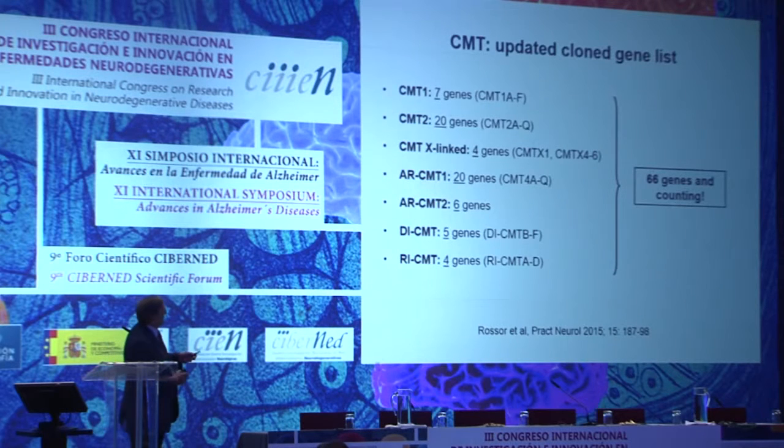This is the present panorama of CMT. The total is 66 genes and counting. And see here that we are adding CMT1, for example, A to F, in chronological order of the appearance of the discoveries of the genes. It is ironic that a very simple disease is probably one of the most genetically complex disorders.